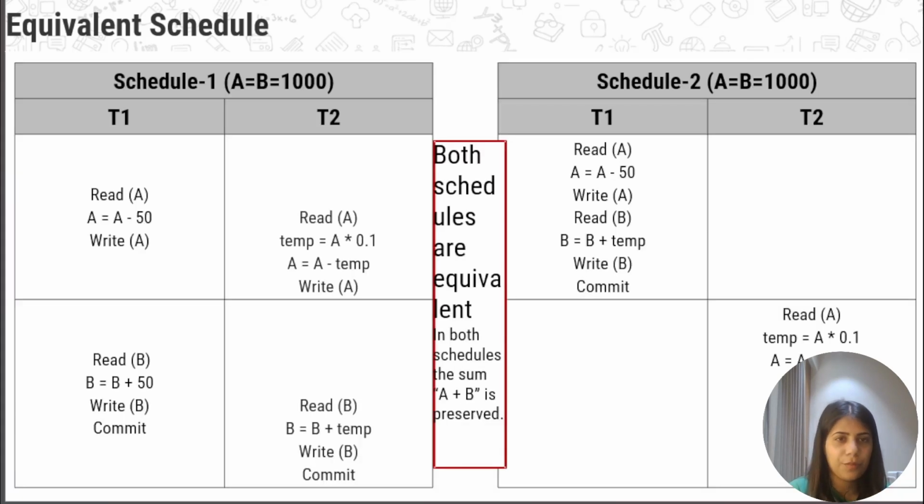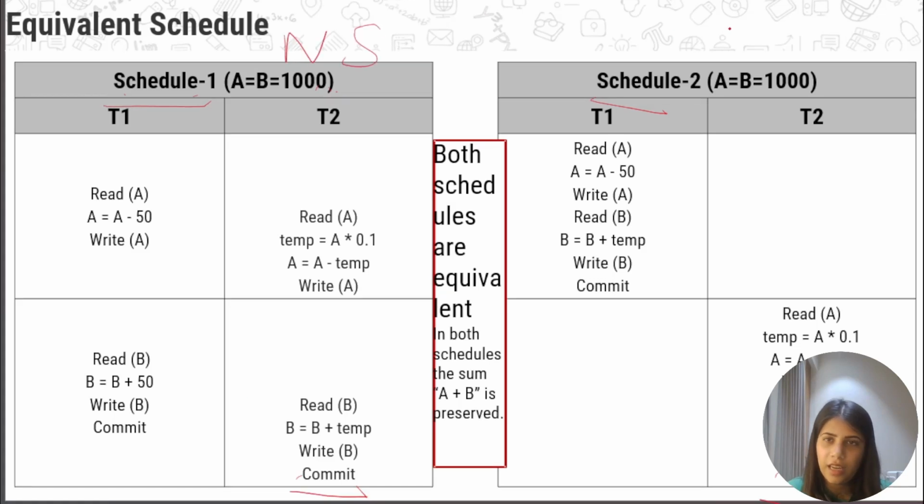Let's see the example. There is a schedule 1 and schedule 2. A and B both have the same value, 1000. This is non-serial and this is a serial schedule. You can see that T1 is getting executed first and T2 is getting executed next.